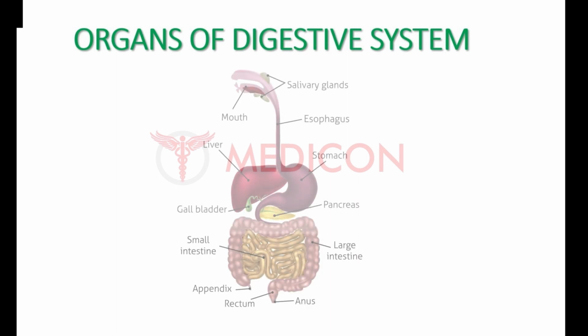Organs of the digestive system. It includes the mouth, pharynx, esophagus, stomach, small intestine and large intestine. It also incorporates accessory organs, that is salivary glands, teeth, liver, gallbladder, pancreas and appendix.